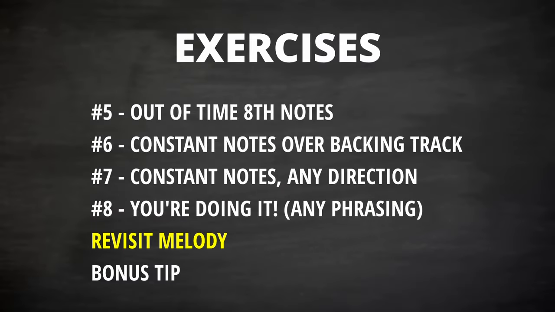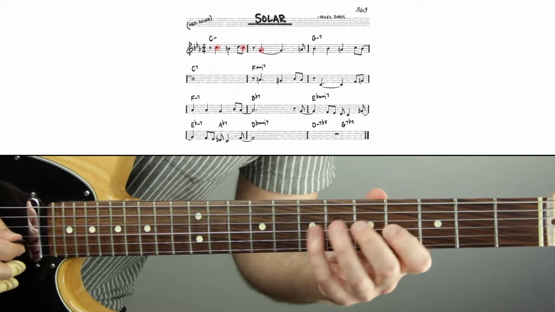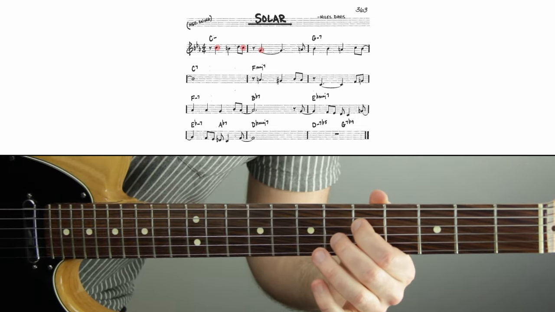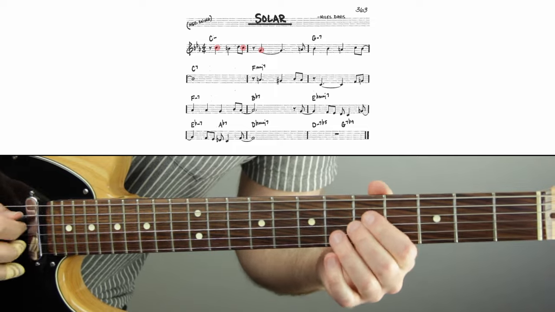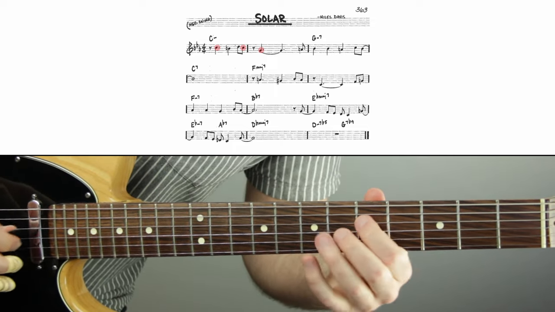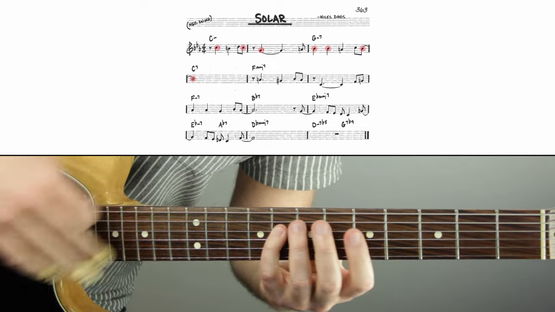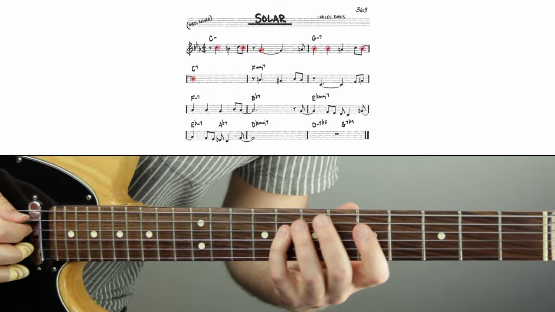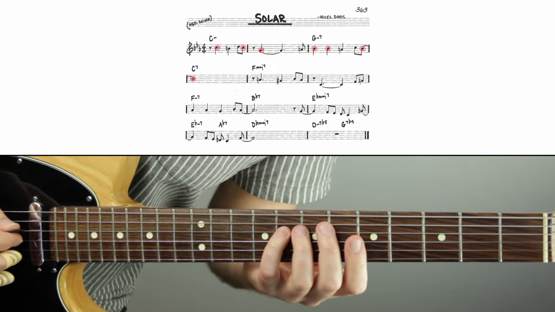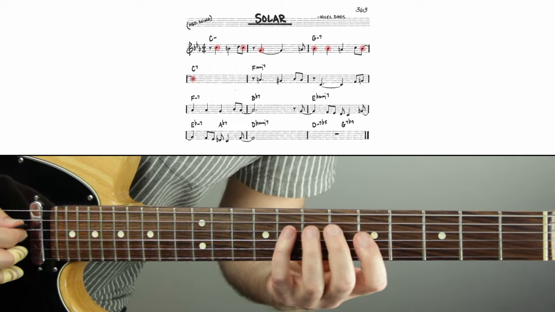The last step here is just to revisit the melody, because we worked on the melody early on in part one. You've got to know the melody of the tune that you're working on. So if we look at the melody here, and now we have all this chord tone knowledge, you can say, oh yeah, chord tones. It's not only chord tones, but it's dancing around them. It landed right there on the chord tone of that chord change every time.